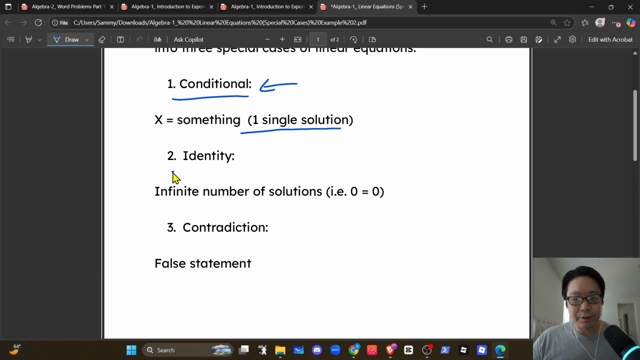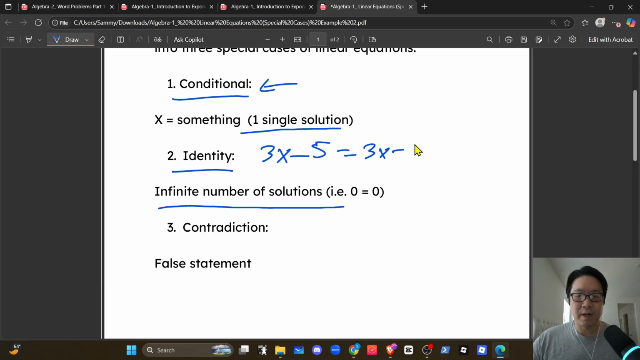The second situation is when you get an identity, and that's where you get an infinite number of solutions. So something like 3x minus 5 equals 3x minus 5. Whatever you plug in for x is always going to lead to a true statement. That's why we end up with a situation with an infinite number of solutions. And in fact, if you solve for x, what you'll get is 0 equals 0. So this is called an identity.